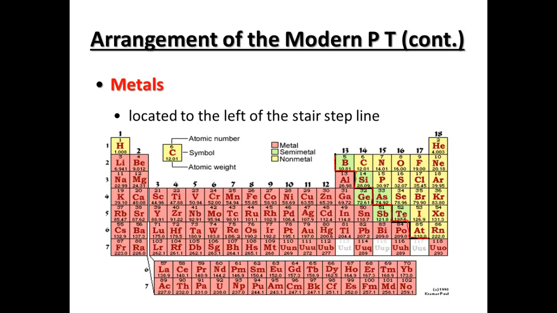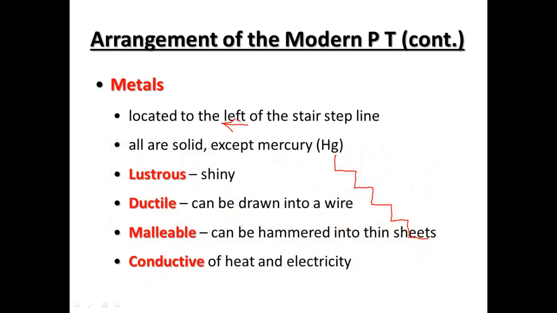To begin with, the metals are located on the left-hand side of that stair-step line. Most of our periodic table is metals, as you can see. Our metals are all solid except for mercury, lustrous, meaning shiny, ductile, which means it can be drawn into a wire, malleable, meaning it can be hammered into thin, tiny sheets, and conductive, meaning it can conduct heat and electricity. And again, metals are to the left-hand side of that stair-step line, except for hydrogen.